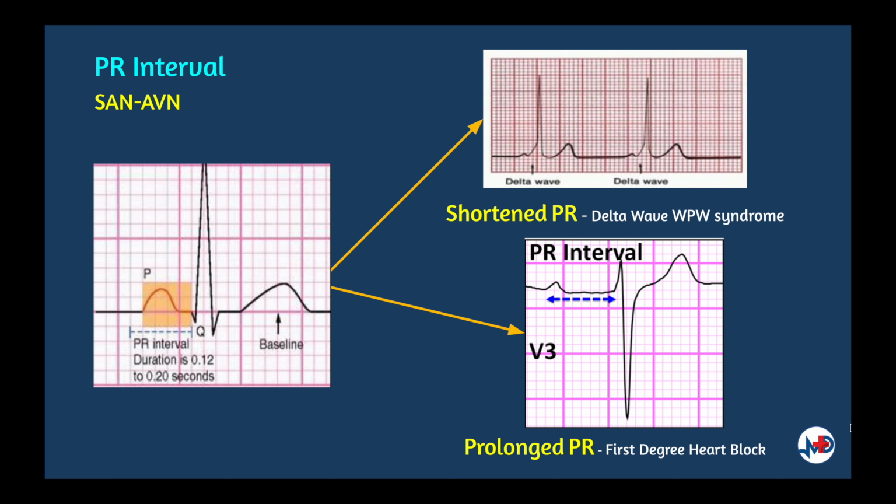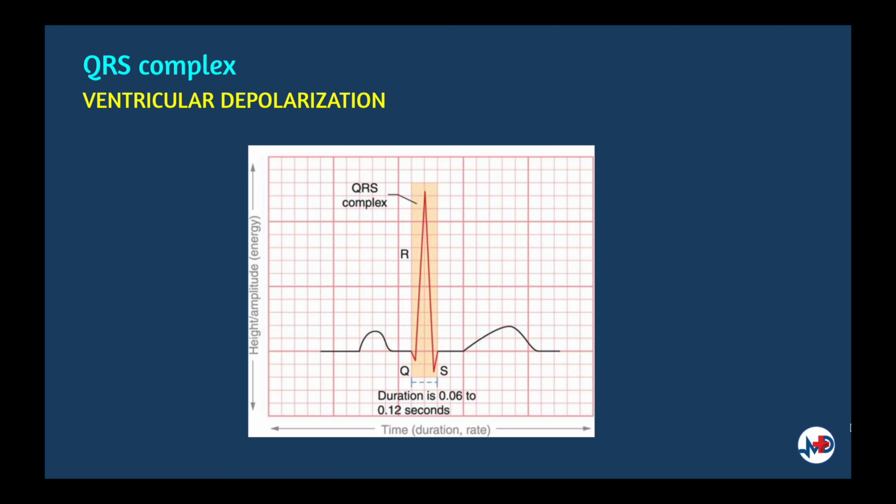So there are two abnormalities to take note of, which are the shortened PR interval seen in WPW syndrome and prolonged PR interval, which is seen in first degree and second degree heart blocks. Next would be the QRS complex, and this reflects ventricular depolarization. The normal duration is 0.06 to 0.12 seconds. An easy way to remember would be 2 boxes, not more than 3 boxes.